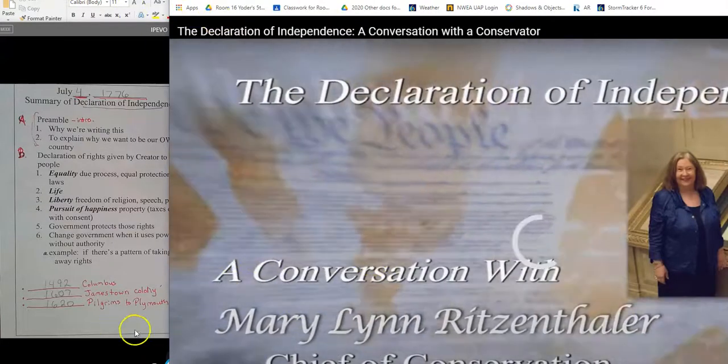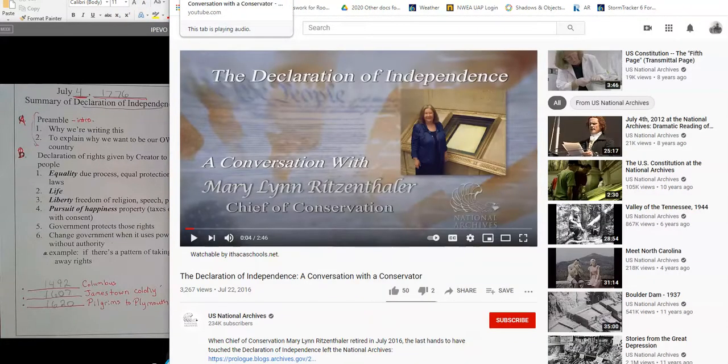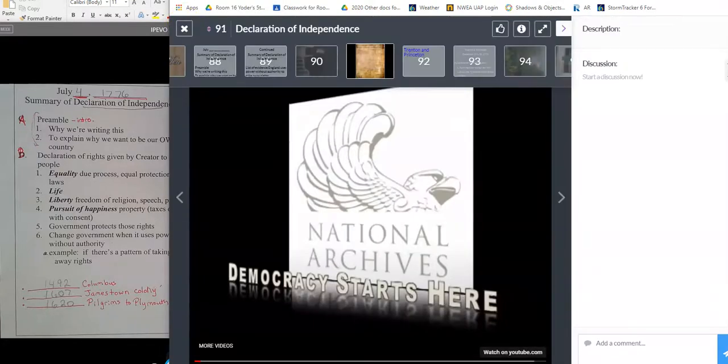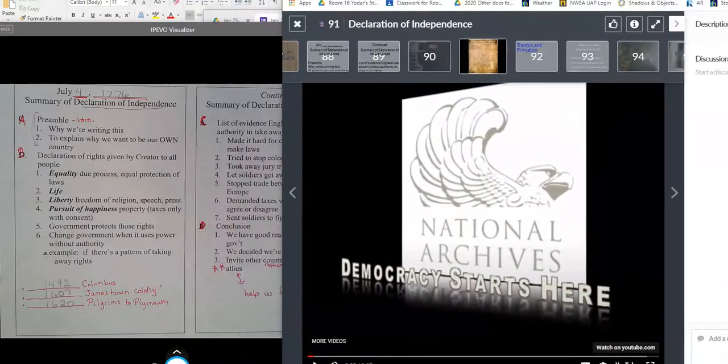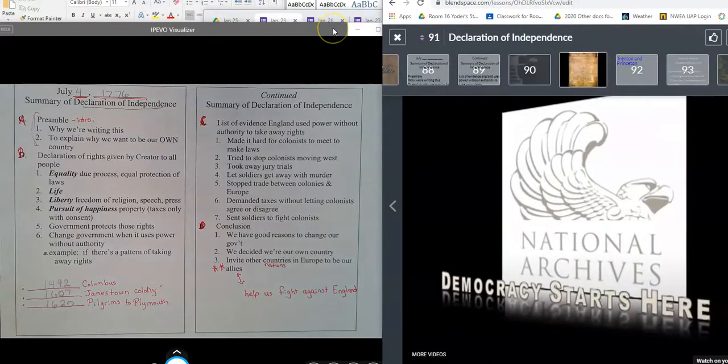And this is not letting me. There we go. So if you have a chance to go see the Declaration of Independence, it is on display in Washington, D.C. And now you'll know to look for that handprint on the left side.